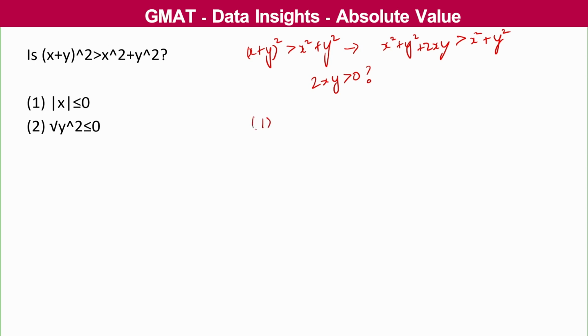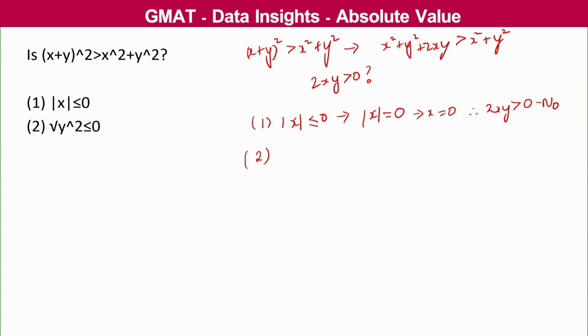The first piece of information tells us that mod of x is less than or equal to 0. So mod of x is an absolute value which will always be greater than or equal to 0. A modulus value cannot be negative. Therefore, the only possibility left is that mod of x is equal to 0, which means x is equal to 0. Therefore, we can answer the question whether 2xy is greater than 0. We will say no, because x is equal to 0, so it is equal to 0, not greater than 0. So that's our first statement.